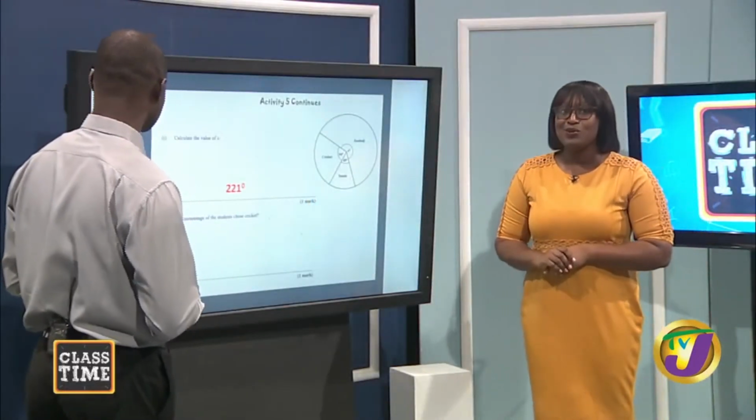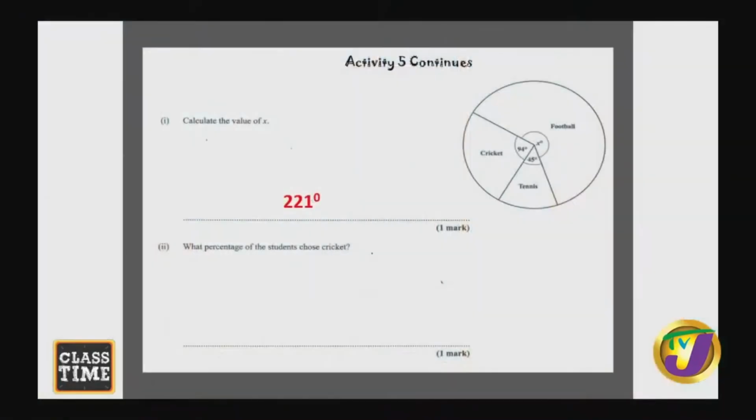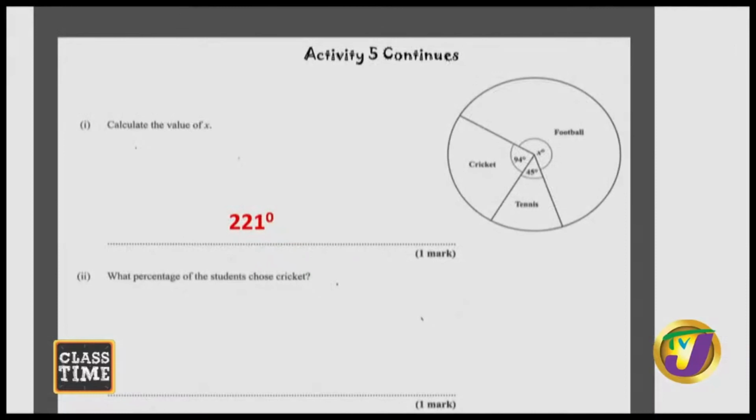Question 2 says, what percentage of students chose cricket? So now we're going into something else. We were looking at angular measure. Now we're looking at percentage. And here again, it's beautiful because we know that percentage is out of what? 100. So we're looking at that whole again. This angle corresponds with students who chose cricket. We're looking at that angle as it relates to the whole, which is 360, and we're converting that to percent. So we know that we're going to be multiplying by 100.